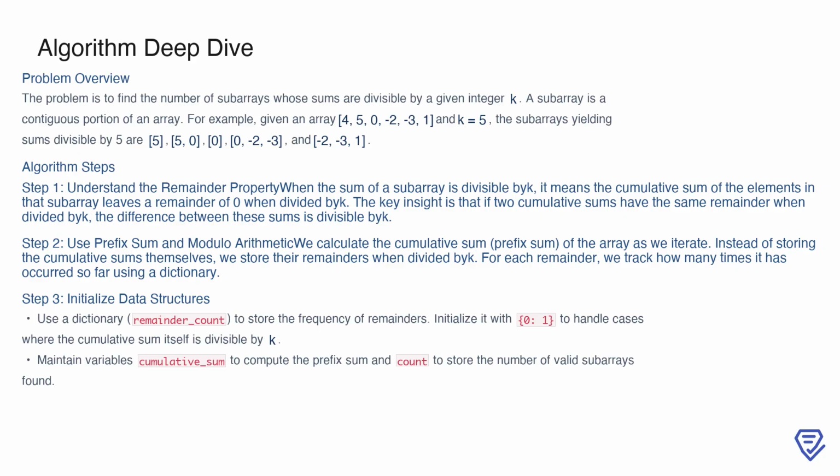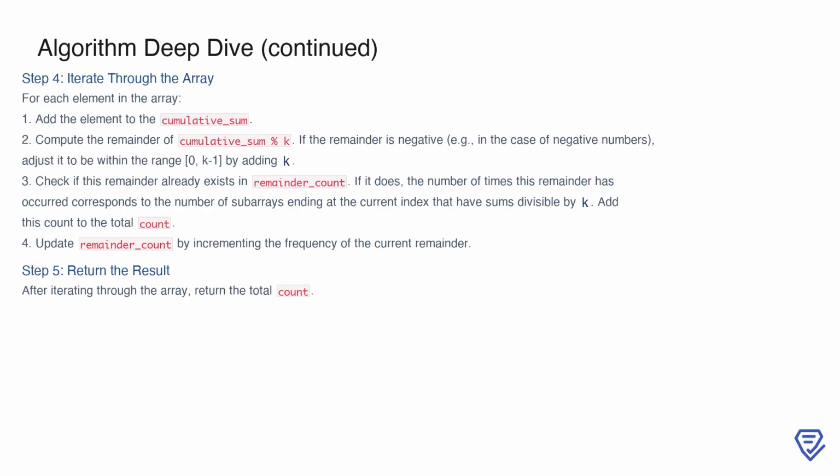This will allow us to count the valid subarrays efficiently as we progress through the array. Finally, we initialize the dictionary with 0, 1 to account for cases where the cumulative sum itself is divisible by k, and we maintain two variables, one for the cumulative sum and another to store the count of valid subarrays found so far. Now that we have our data structures initialized, we iterate through the array to process each element.